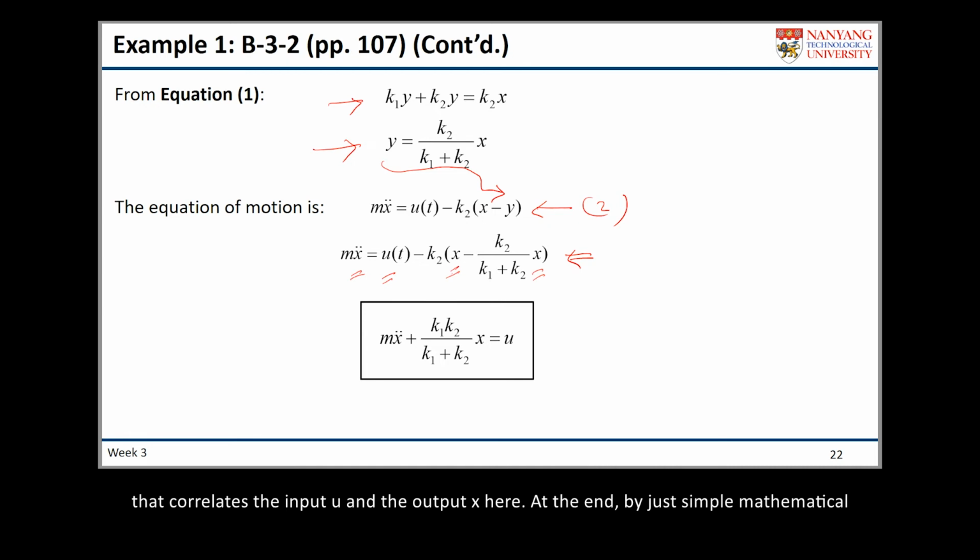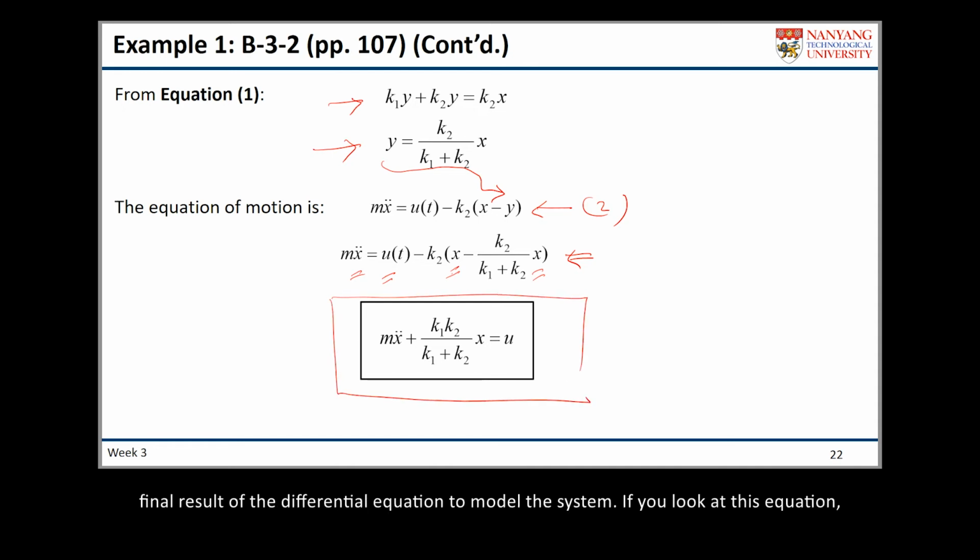At the end, by just a simple mathematical manipulation, I can derive the equation of motion, the differential equation that models the mechanical system that we are talking about. So this is the final result of the differential equation to model the system. If you look at this equation, u represents the input to the system and x represents the output, the displacement output of the system here. As you can see, this is basically a differential equation which also involves the second derivative of the output x.